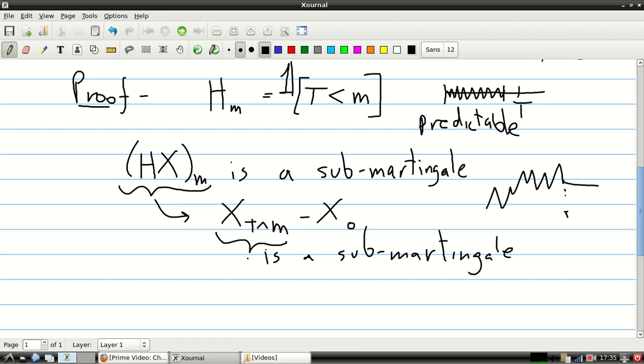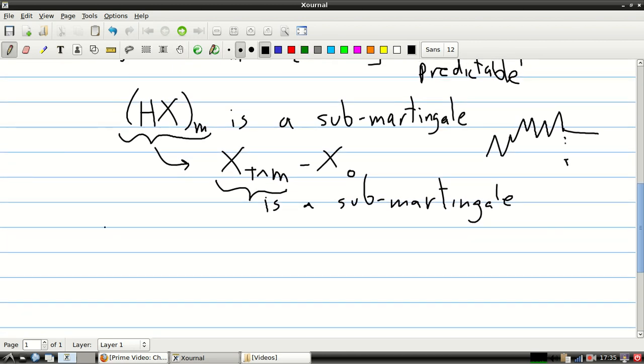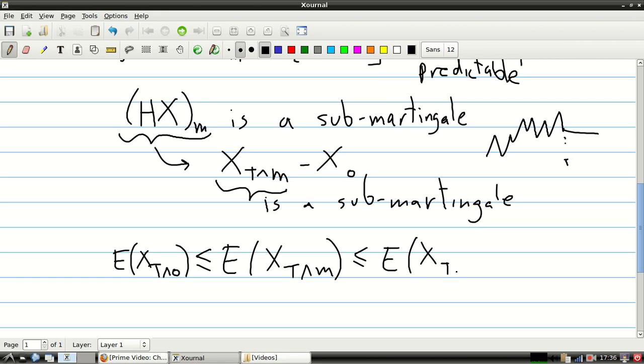Good, so we know, by the same reasoning as we wrote in green above, that the expectation of this process here, x_{t ∧ m}, is growing. So this is bigger or equal, for example, than the expectation of x_{t ∧ 0} and is smaller or equal than the expectation of x_{t ∧ n}. But now let's recall that t is smaller or equal to n almost surely, so this is n actually. And on the other hand, t is bigger or equal to 0, so this is 0. So this is almost all what we want. We got that the expectation of x_{t ∧ m} is between the expectation of x_0 and the expectation of x_n.